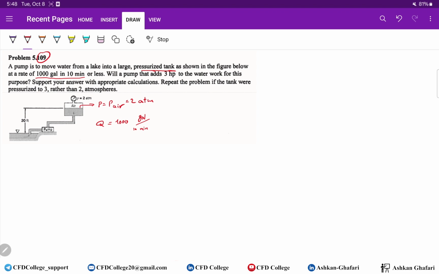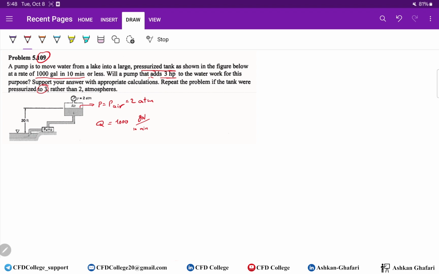Will a pump that adds 3 horsepower to the water work for this purpose? Support your answer with appropriate calculations. Repeat the problem if the tank were pressurized to 3 atmospheres rather than 2. So first we want to solve this in the situation that we have 2 atmospheres for the air pressure, and then with 3.